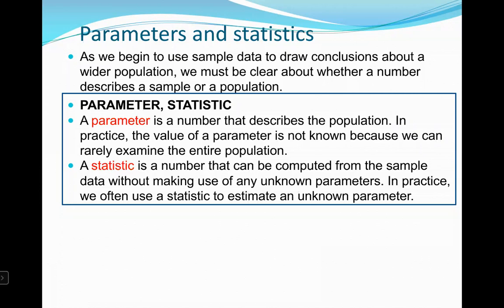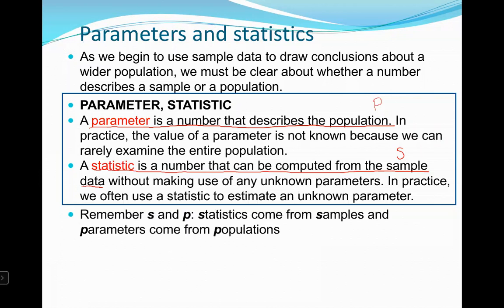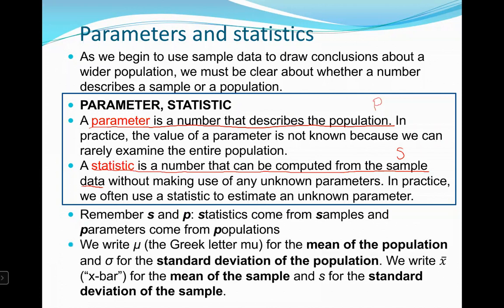So, a parameter is a number that describes the population. A statistic is a number that can be computed from the sample data. So often we hook the P in population to the P in parameter, and we hook the S in sample to the S in statistic. Remember S and P. S in statistic comes from S in sample, and P in parameter comes from P in population.